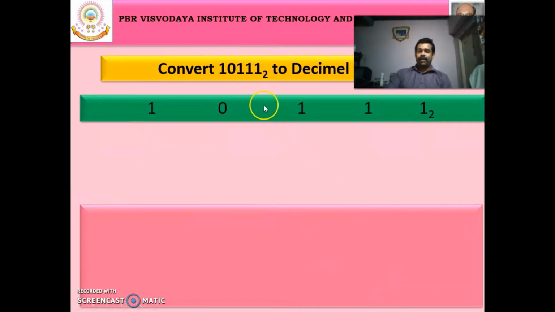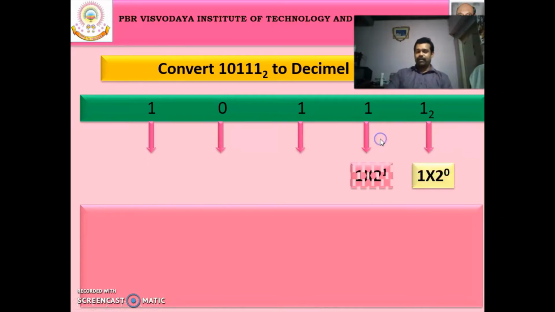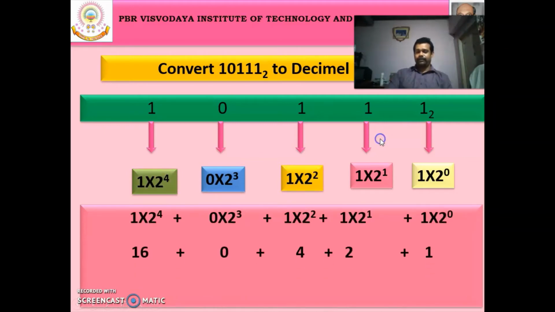Then the next example, 1011 to the base 2 to decimal. First we have written the number, then we are multiplying each digit with its positional weight. Then we are adding. So we are getting 23. So we have multiplied this 1 with 2 to the power 0, this 1 with 2 to the power 1, this 1 with 2 to the power 2, 0 with 2 to the power 3, and 1 with 2 to the power 4. Then we have added and we have got 23 to the base 10. So we have converted this binary to decimal.